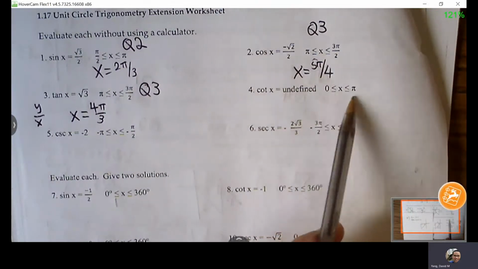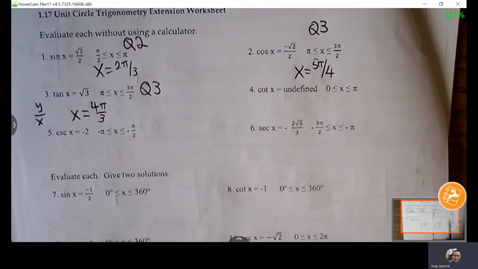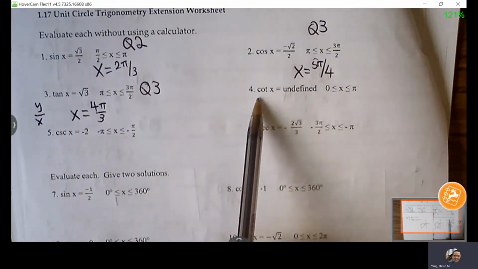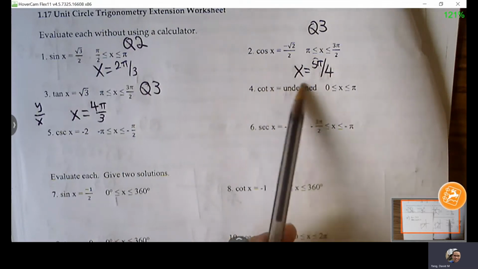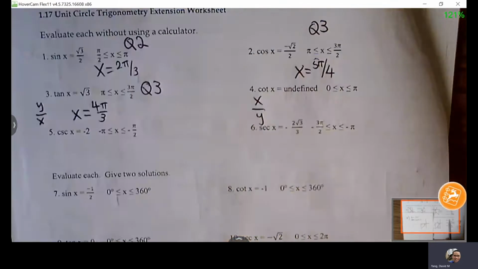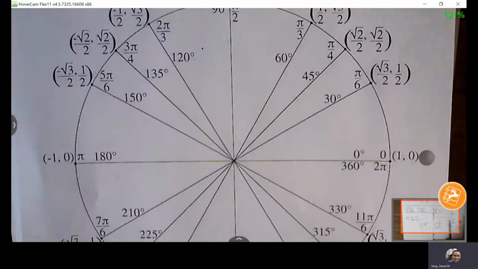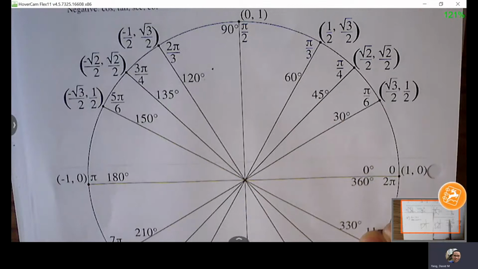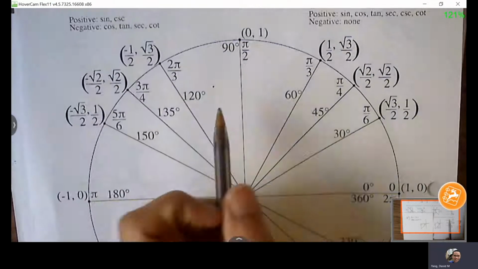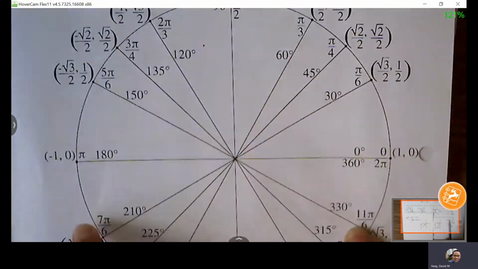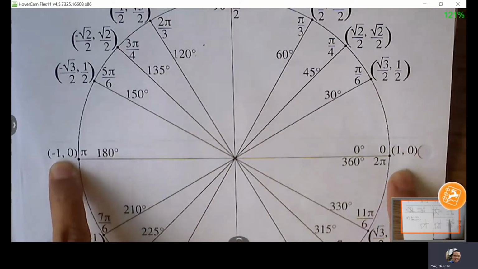Between 0 and pi, so we know that's more than one quadrant, right? That's first and second quadrant. Cotangent is undefined. You know that you're only going to get undefined if there's a 0 in the denominator. You know that cotangent is x over y. So where could we potentially get undefined if we divide x by y? Well, x over y would be 0 over 1, and that's 0. So pi or 0.